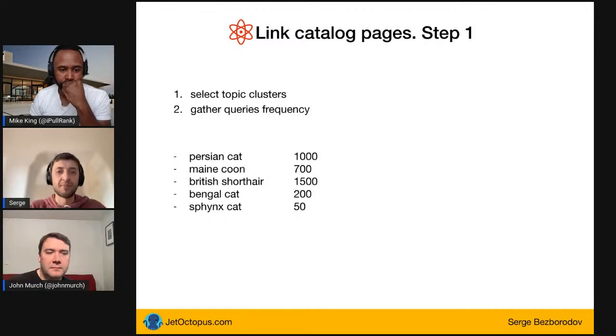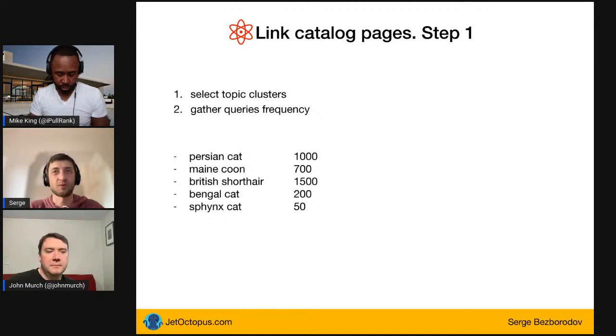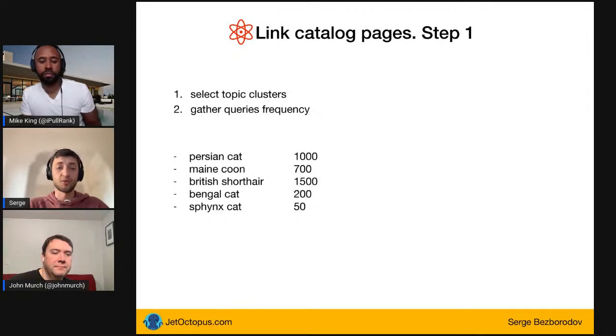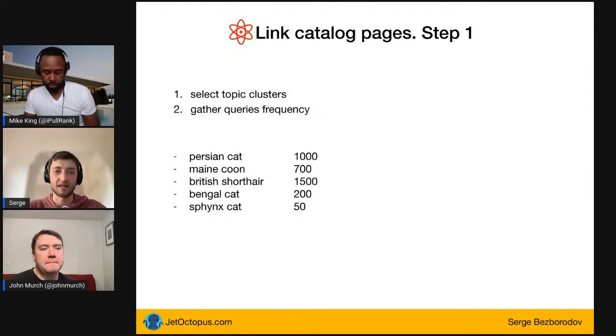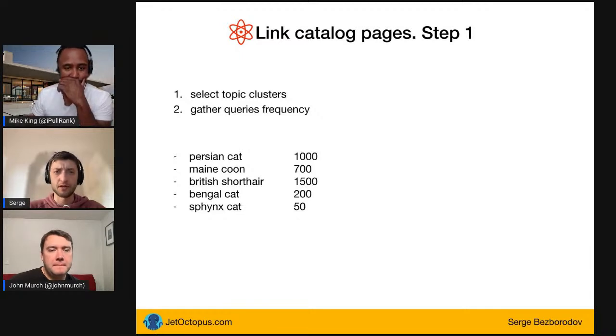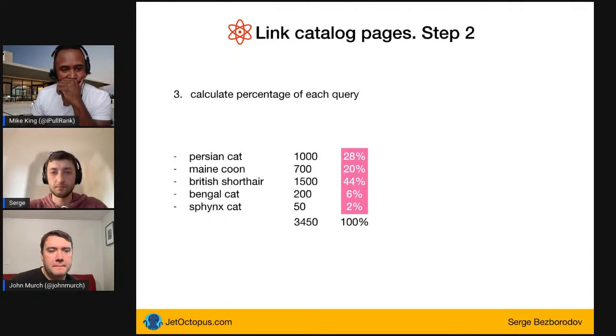For example, if Persian cat has 1,000, I don't know, queries per month, per year, doesn't matter. But we should realize it is 20 times more frequent than Sphynx cat, for example, which has only 50 queries per any amount of time. And looking at the numbers, we can distinguish their importance. So for us, the most important breed is British short hair, the next is Persian cat, Maine Coon, and further.